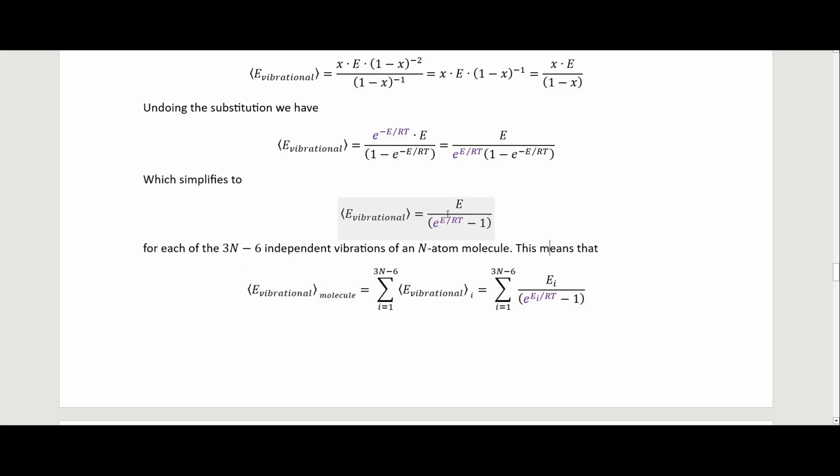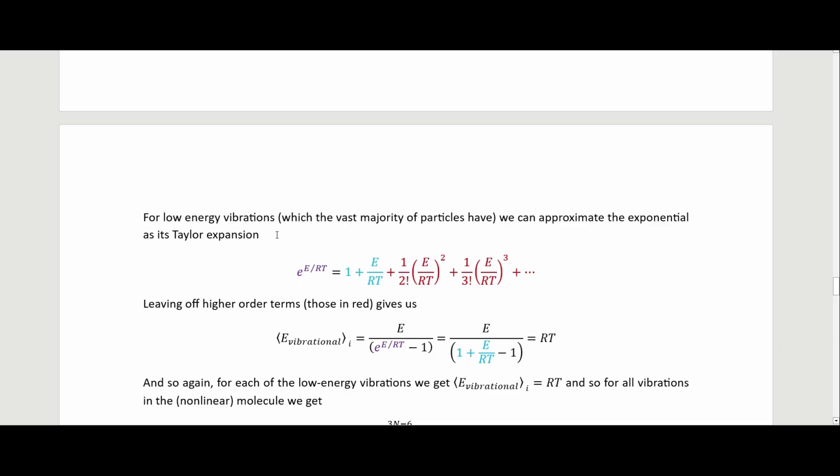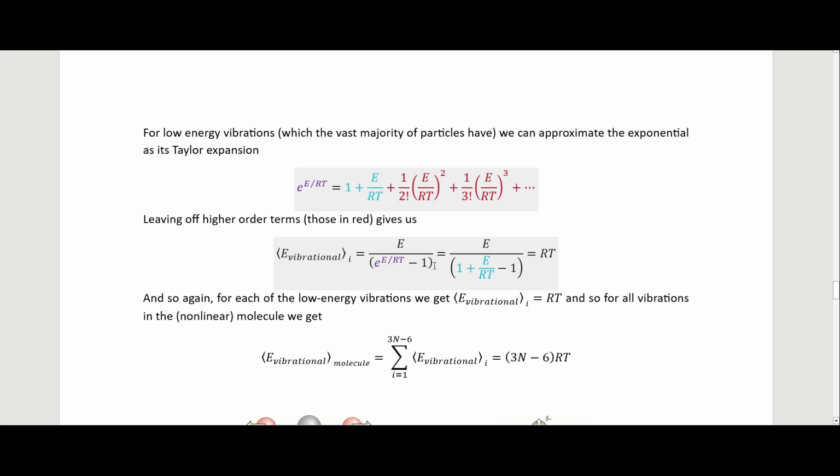And so then we substitute this into it right here, and then we are summing over all these different energies. For low energy vibrations, which as we said before, the vast majority of particles have, we can approximate the exponential as its Taylor expansion. So this e to the power of energy over RT is equal to this Taylor expansion right here. If we leave off these higher order terms, which are the ones in red, this gives us this right here. So we're substituting this 1 plus e over RT in for what I have in purple right there.